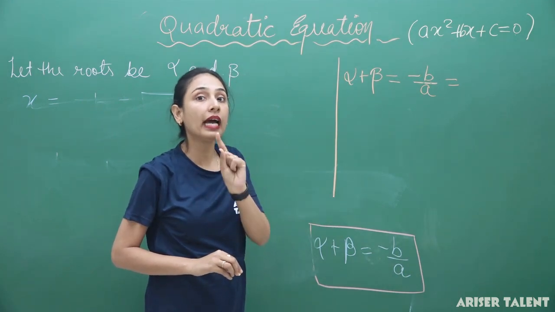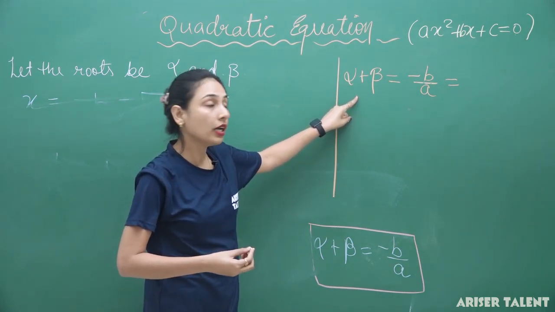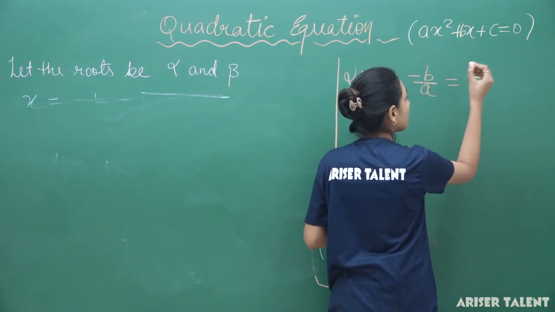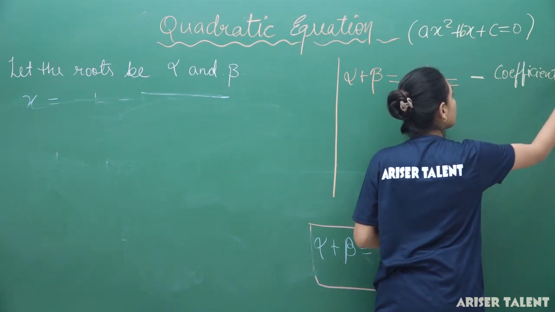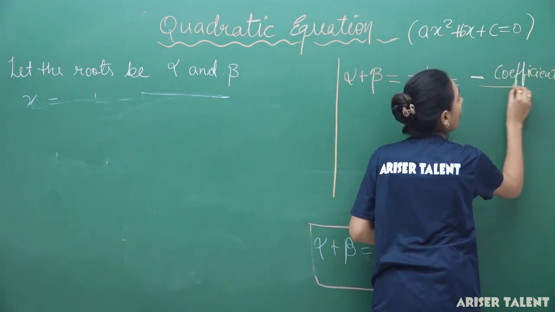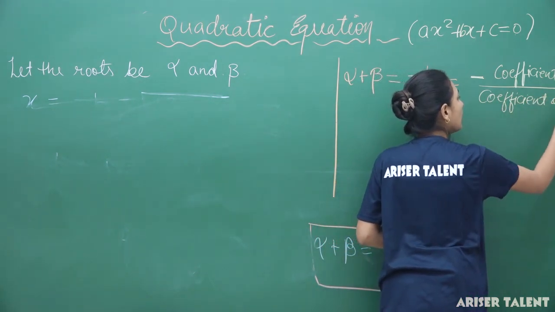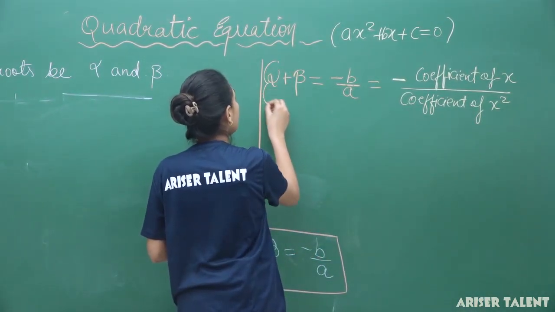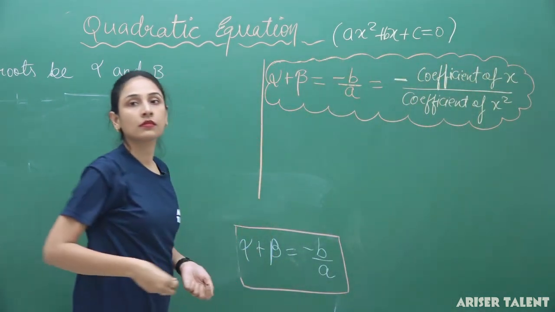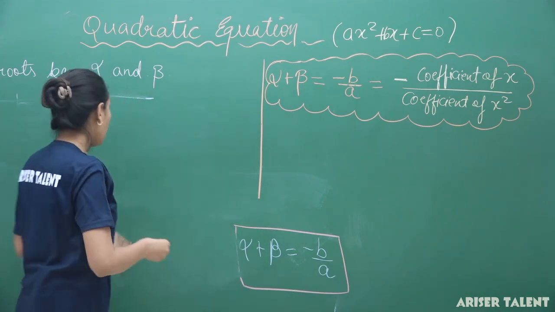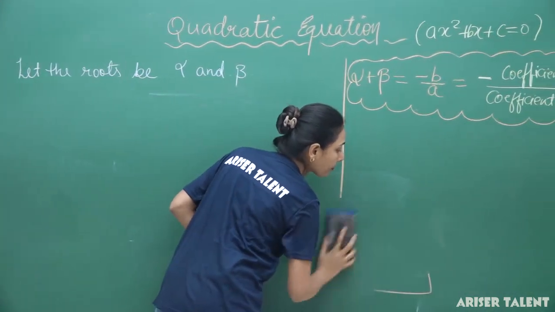That means the summation of roots of the quadratic equation will be what? Minus of coefficient of x upon coefficient of x square, and that will be your formula. This is one thing. So we have talked about now the summation. What is remaining? The product.